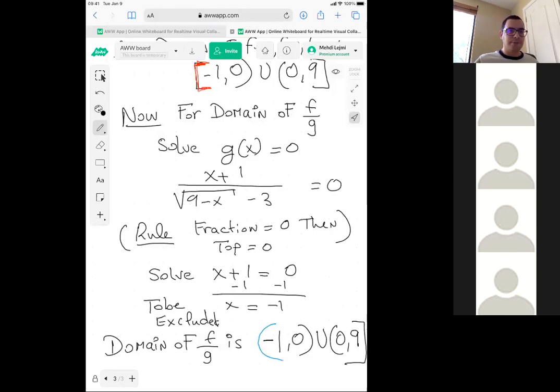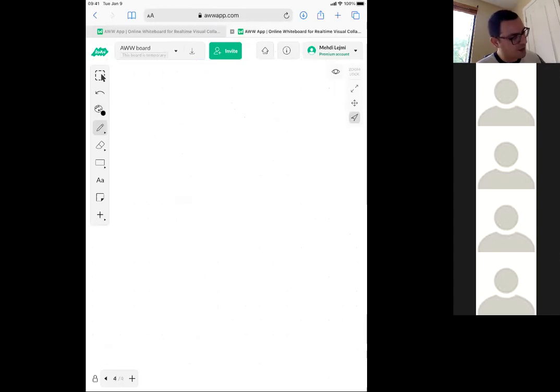Any question, guys? All right, so that's for the domain of f plus g, f minus g, etc. So I guess we can move now to the next operation. The next operation is not an algebraic operation. It's not addition or subtraction or whatever. It's what we call composition of functions. So I guess I can move to the next page.